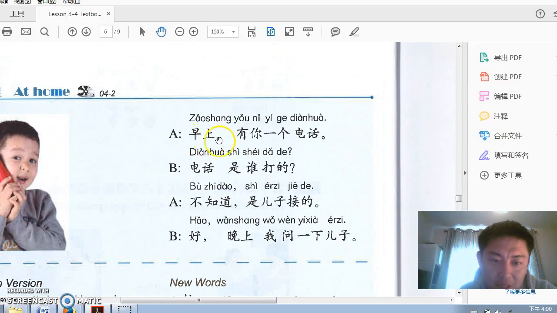A says, 早上有你一个电话. Now this 有 means have or has. Morning has you a phone call. So this one obviously shouldn't be have and has because it doesn't really make sense. But we have learned another meaning of 有, that is there is or there are. There is a phone call for you in the morning, so that makes more sense. So in the morning, there is a phone call.